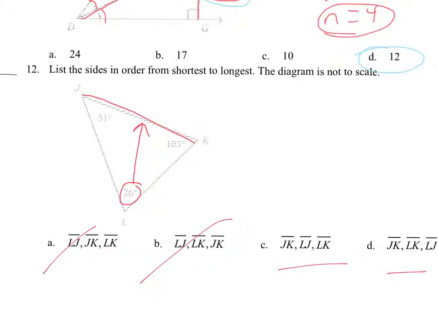The next shortest angle is 51 degrees, and it's opposite this side. This side is LK. Therefore, D is my answer. That would be in order from shortest to longest. Shortest angles are opposite the shortest sides.